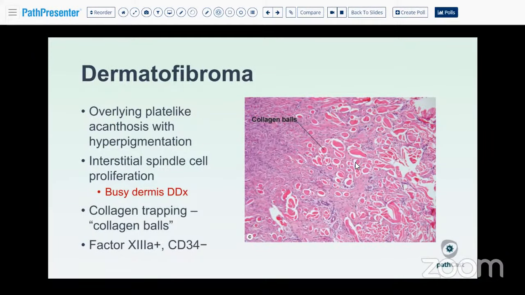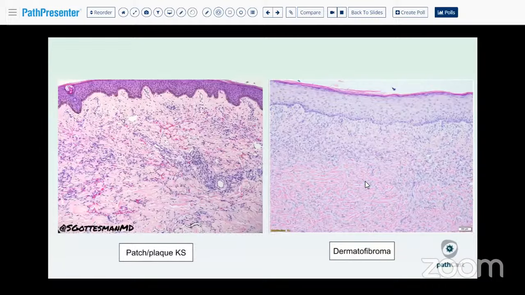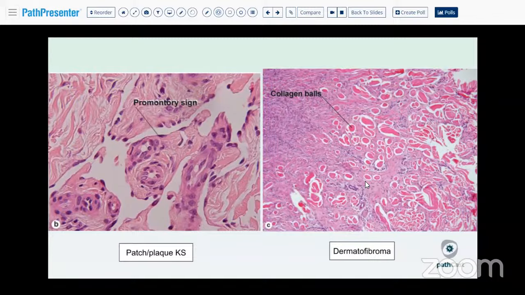This is the periphery of a dermatofibroma. So here is our central kind of explosion of our DF in the dermis. And at the periphery is where those fibrohistiocytes are wrapping around the collagen, trapping it, forming these collagen balls. So side by side, patch plaque KS and dermatofibroma, both busy dermis differential, but patch plaque KS having those spindle cells giving that busy component, and they are wrapping around all pre-existing structures giving the promontory sign. And in dermatofibroma, the characteristic collagen balls of the fibrohistiocytes wrapping around our collagen.